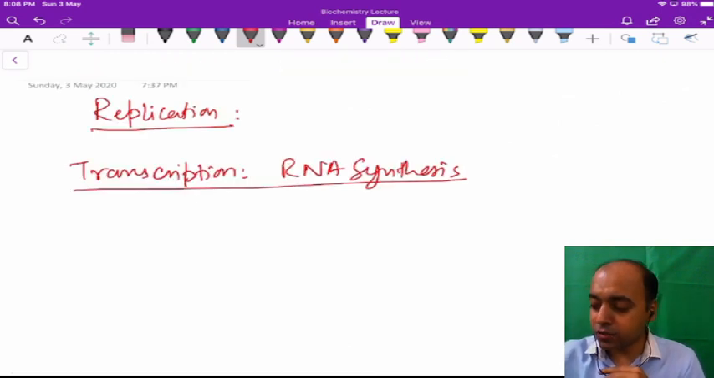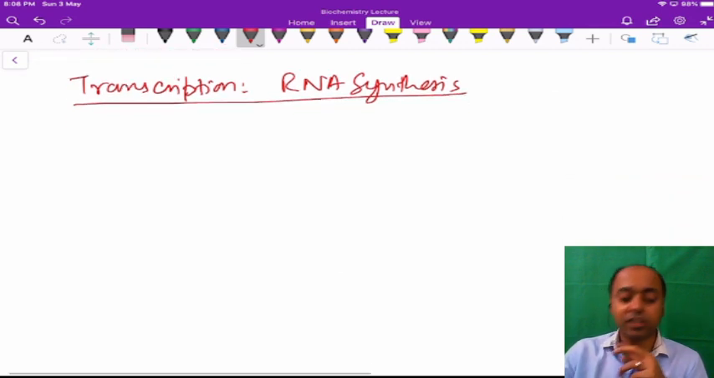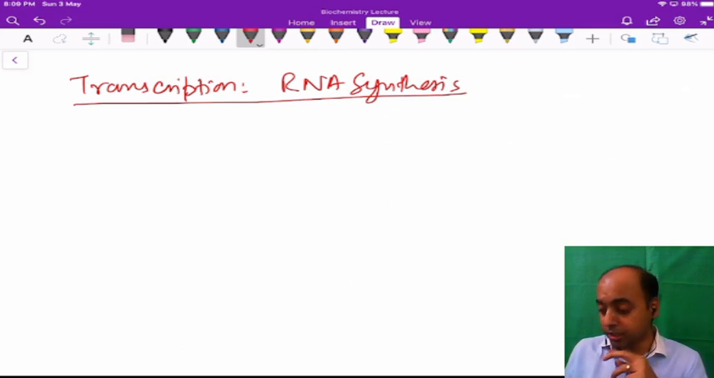The agents which prevent replication will be separately covered in chemotherapy in your class. So I'm not going into the details of the agents which block replication. They will be separately covered in the topic chemotherapy in the pharma class.